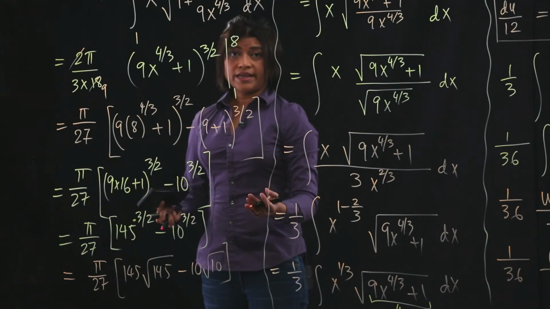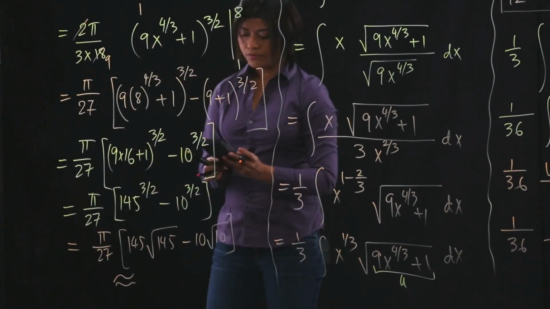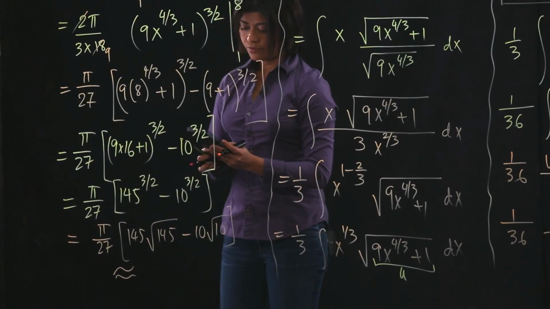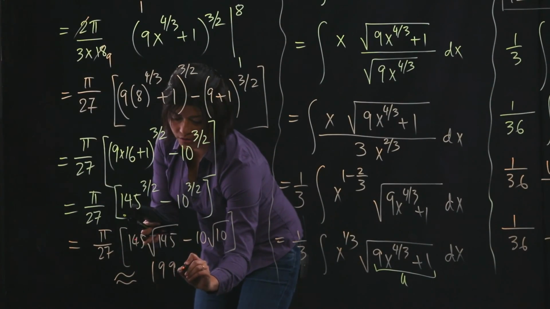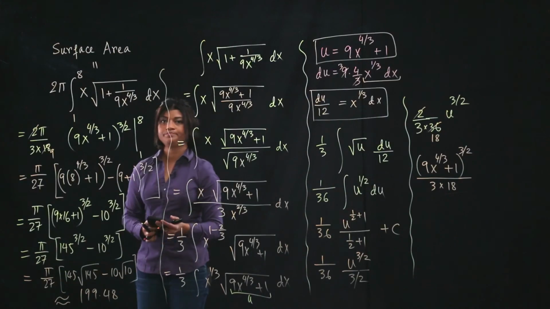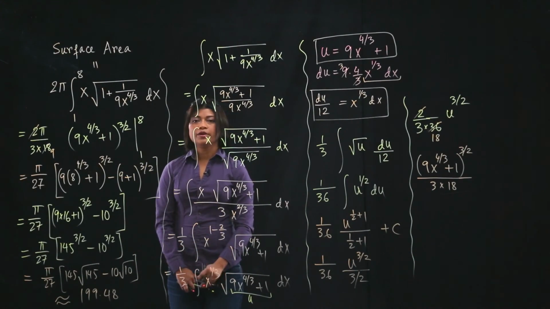And if you want the answer in decimal, this is almost equal to, you can plug in all the numbers and you get about 199.48. So this is the surface area that we wanted to evaluate.